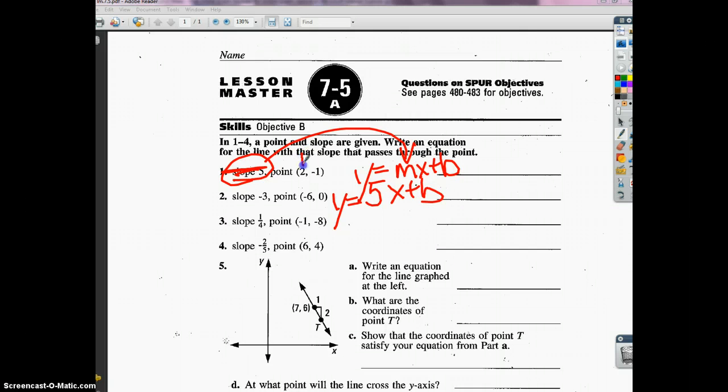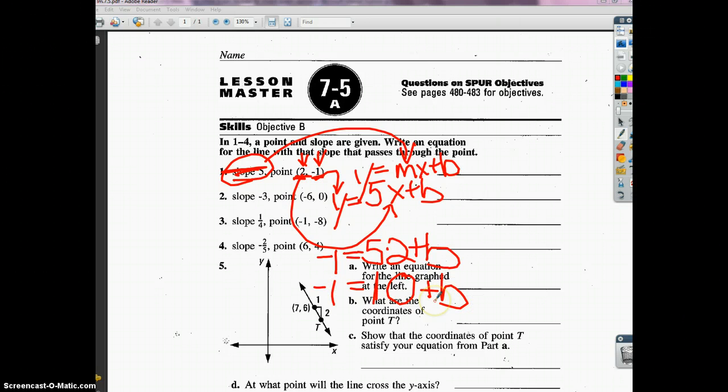Now we've got the point. We've got 1 point, 2 and negative 1. This is the x coordinate, so it should go in the x place. This is the y coordinate, so it should go in the y place. So we've got negative 1 equals 5 times 2 plus b. So we've got 5 times 2 is 10, so negative 1 equals 10 plus b. So we need to solve for that.